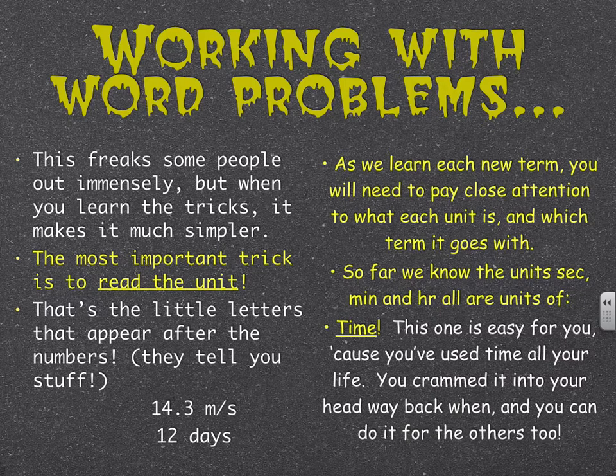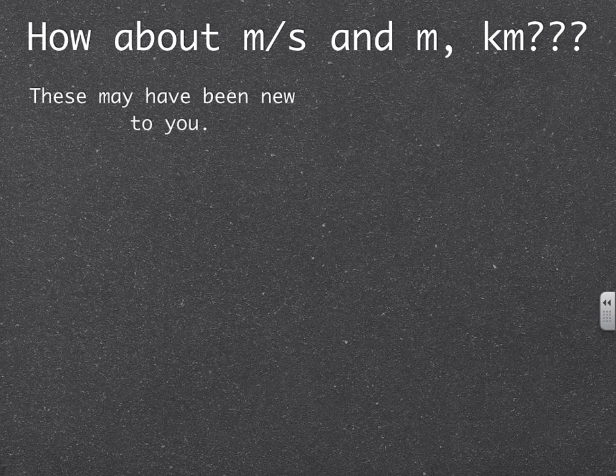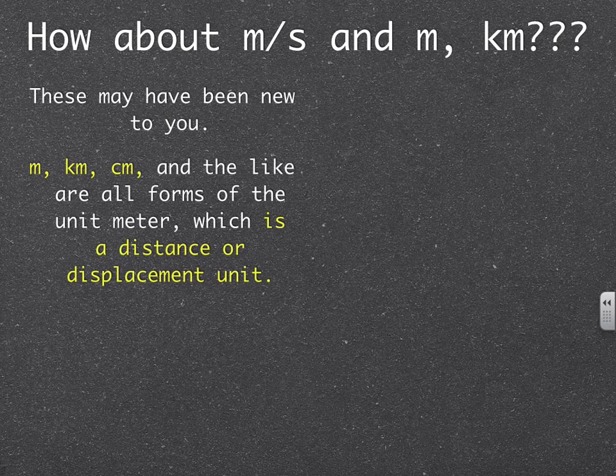But time is easy because you've used it for a long time and you don't realize that you've actually memorized this. What you have memorized is that every time you see seconds or minutes or hours, you're thinking time. And every time we learn new stuff, like yesterday I introduced meters per second and meters and kilometers, and these might have been new to you and they were freaking you out. Anytime you see any form of meter, whether it's meter, kilometer, petameter, terameter, micrometer, these are all going to be units of distance or displacement.